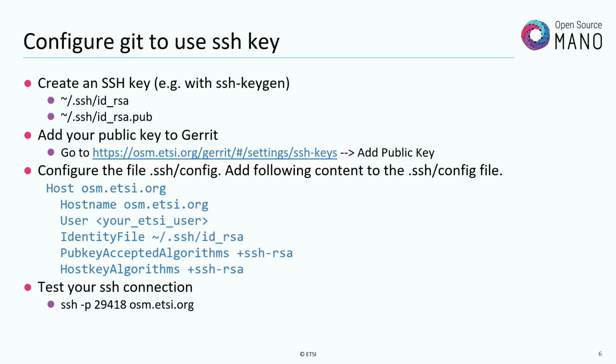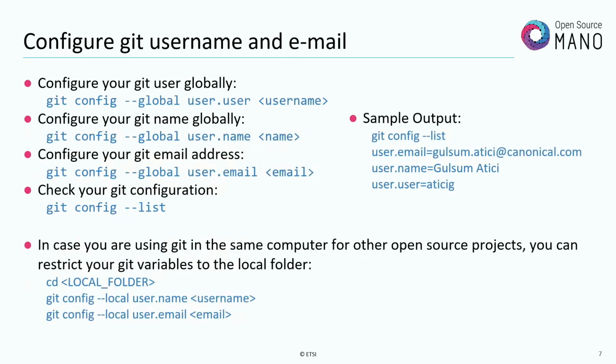Then you can test your connection. You can test if you can reach osm.atici.org without expecting any credentials from you. So this is how you can configure the SSH key. There are also other options. If you try to push something, you can always provide your username and password, but this is not recommended because you need to write your password again and again. This way is recommended.